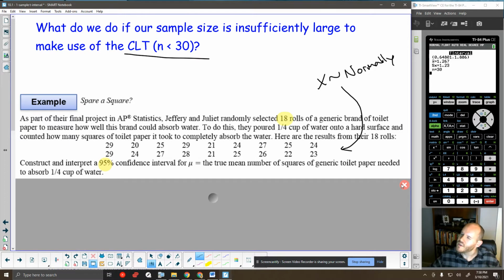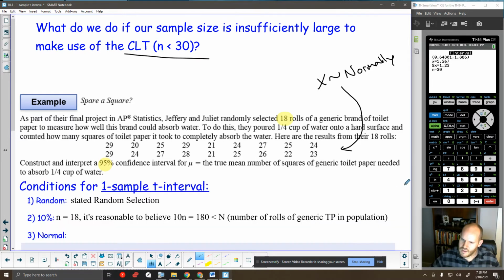So let's also make sure that all the other conditions are met. For doing a one sample T interval, I was told that Jeff and Juliet did randomly select the values. And in addition, for the sample size of 18, it's reasonable to believe there are more than 180 rolls of toilet paper in existence. So the first two are definitely good to go. Since the sample size doesn't meet the central limit theorem, the way I can confirm the data is normally distributed is in one of two ways.